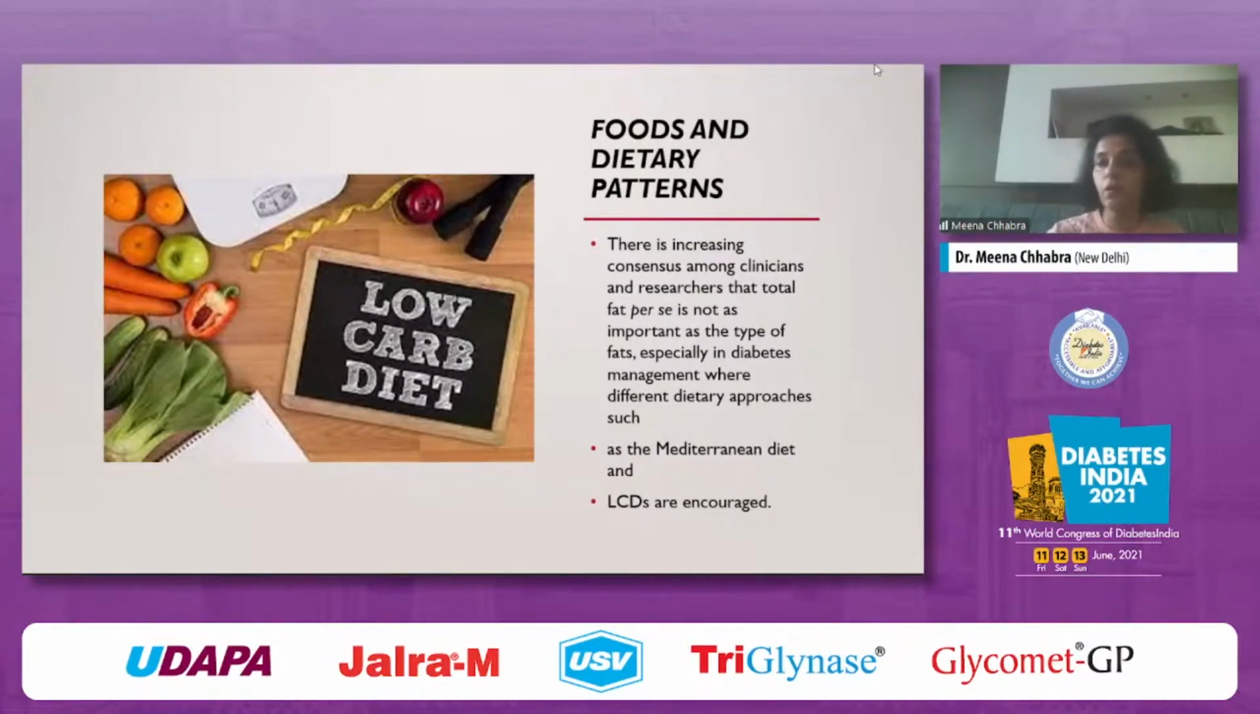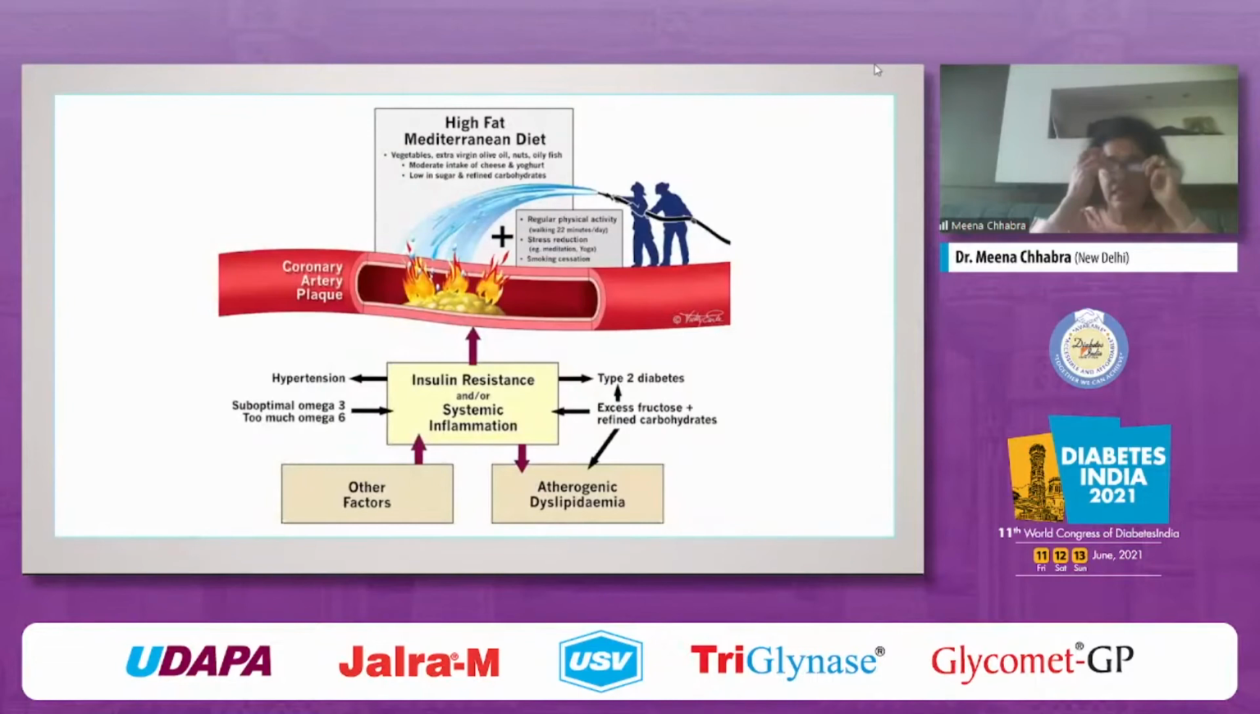But when you say low carb, what do you mean? Is it a high fat diet, and what fats? So you have to replace the carbs, refined carbs, with good fats. So extra virgin olive oil, you can replace it with nuts, with oily fish. There should be moderate intake of cheese for the moderate saturated fat that you get, moderate intake of yogurt, and your diet should be low in sugar. That means foods which are included are high in fiber and low in GI and GL. So this is the diet.